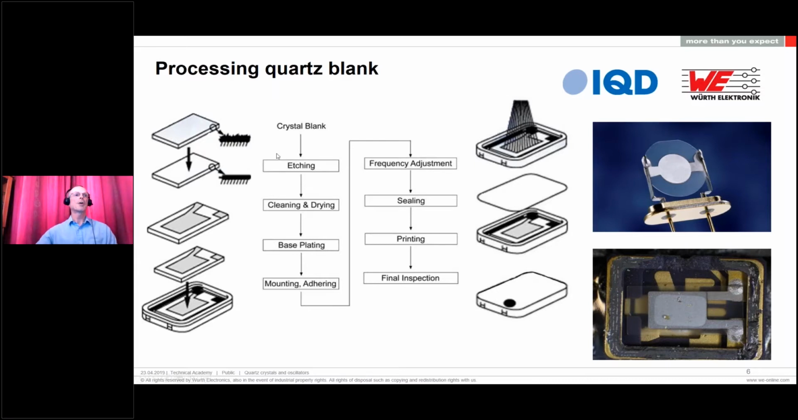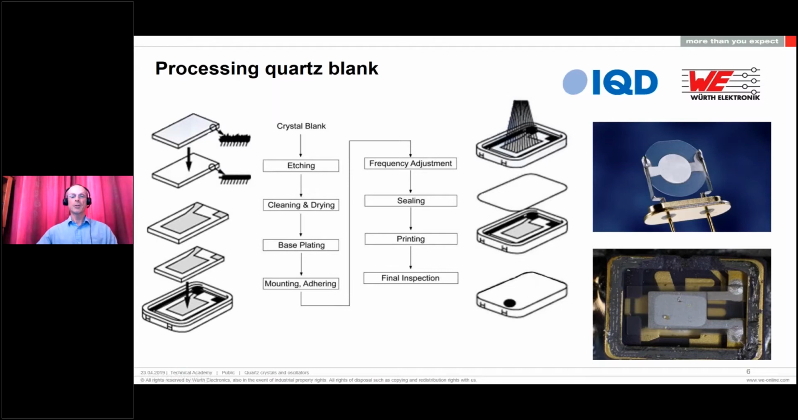Working down the diagram on the left, we start off with our processed blank. It's then etched and cleaned to remove any impurities. We then have to apply some metal electrodes to give us our electrical contacts for the device. The base plating material is normally silver. That's the commonest metal that's used. Sometimes gold, but generally it's silver.